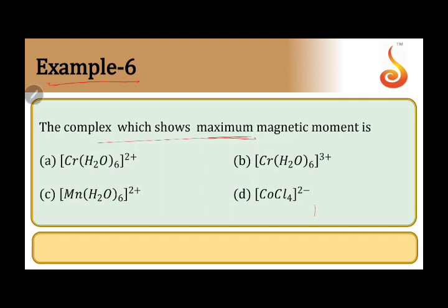Magnetic moment mu is given by the formula square root of n(n+2), where n is the number of unpaired electrons. So, if the number of unpaired electrons is more, then mu will be more. So, rather than calculating mu, it will be simpler if we just calculate how many unpaired electrons are present.